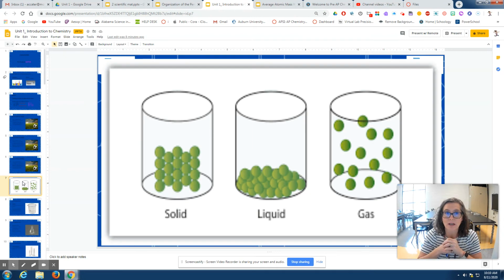Okay, here's another diagram. This is what we call a particulate diagram. So make sure that you are able to draw that in your lab, or in your notes. We're going to be doing and drawing a lot of particulate diagrams.